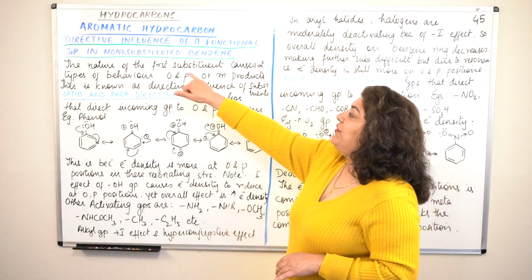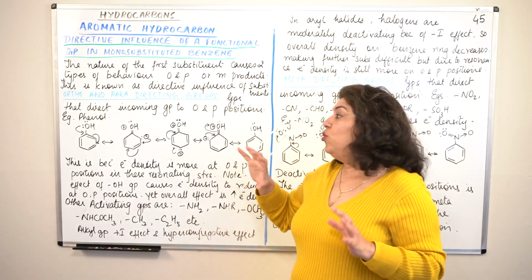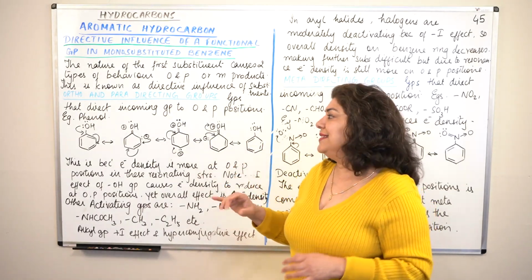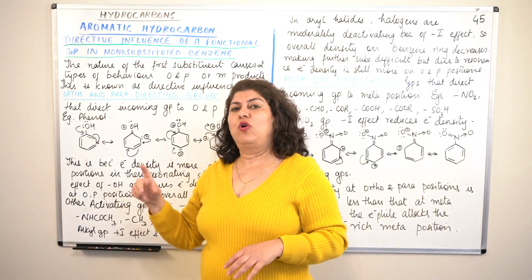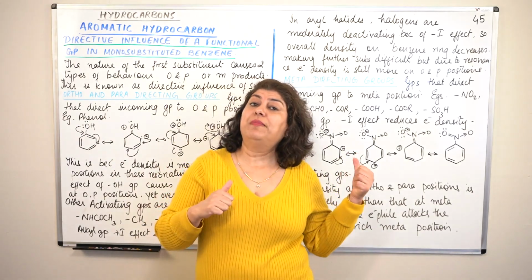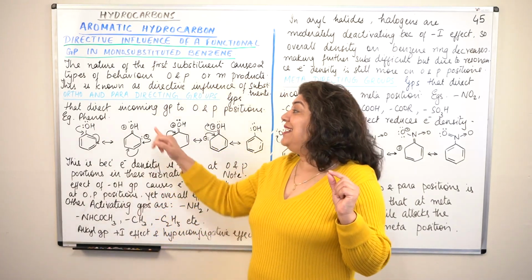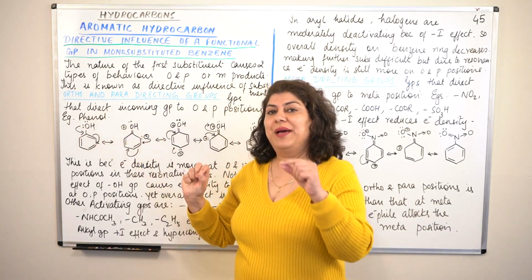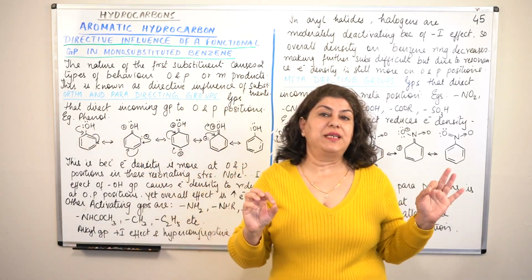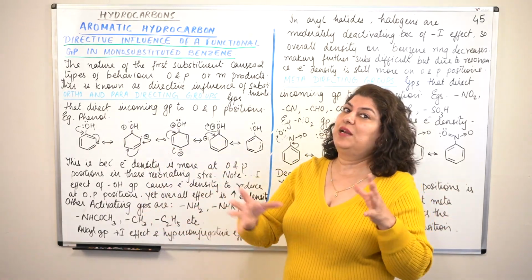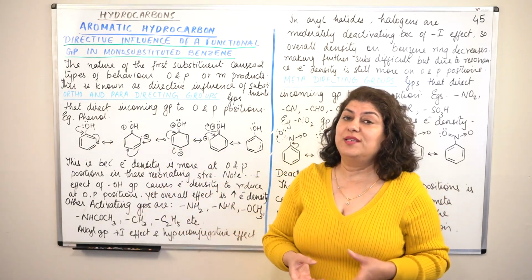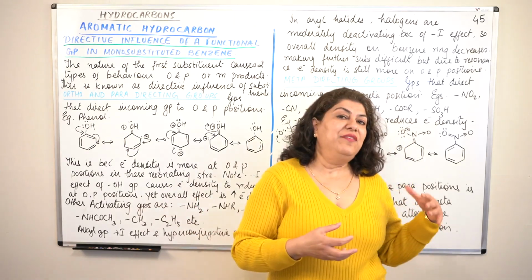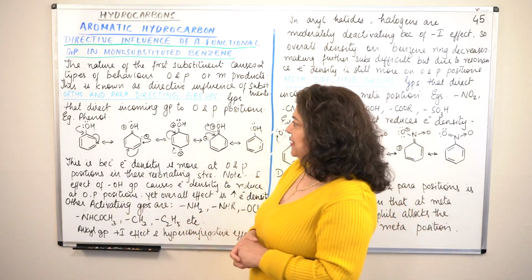The nature of the first substituent. Now, how is it decided whether a group would be ortho and para directing or meta directing? It is the nature of the group which decides whether it will be ortho and para directing or meta directing. While I explain this, it will become clear to you which groups are ortho-para directing and which groups are meta directing.